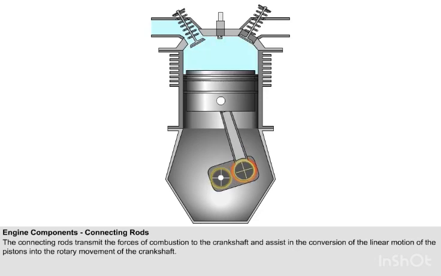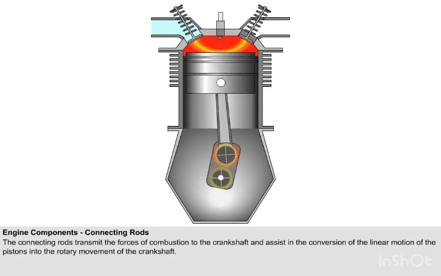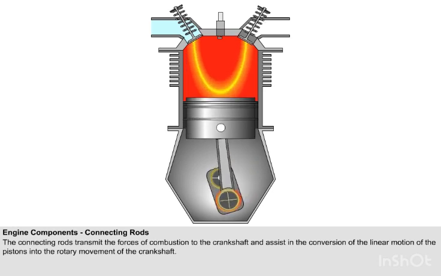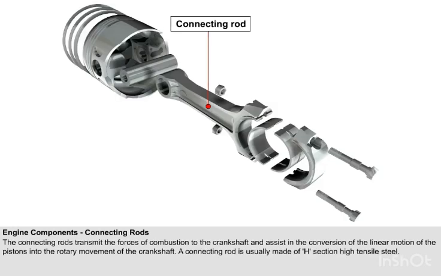The connecting rods transmit the forces of combustion to the crankshaft and assist in the conversion of the linear motion of the pistons into the rotary motion of the crankshaft. A connecting rod is usually made of H-section high-tensile steel, which combines lightness with the strength necessary to withstand both the compressive and the tensile loads which are imposed as the piston changes direction at the end of each stroke.